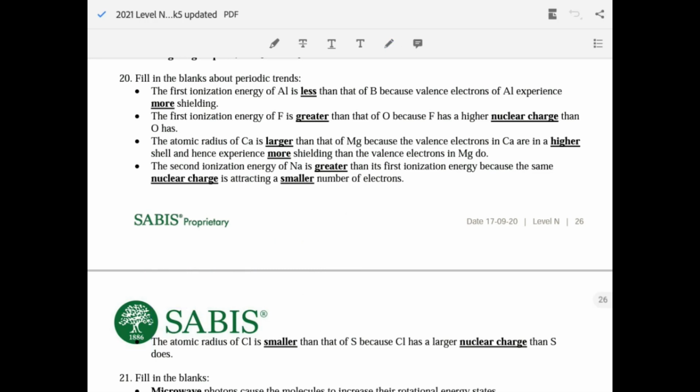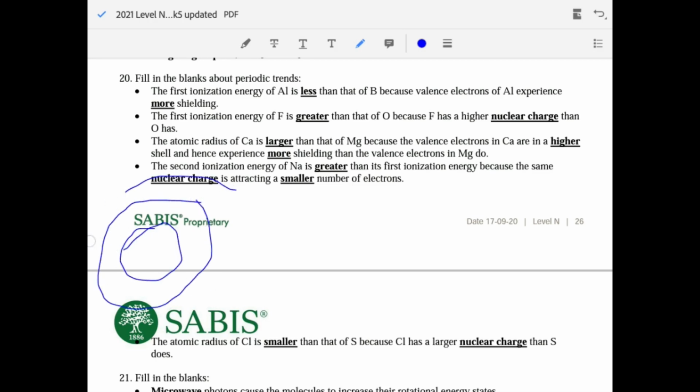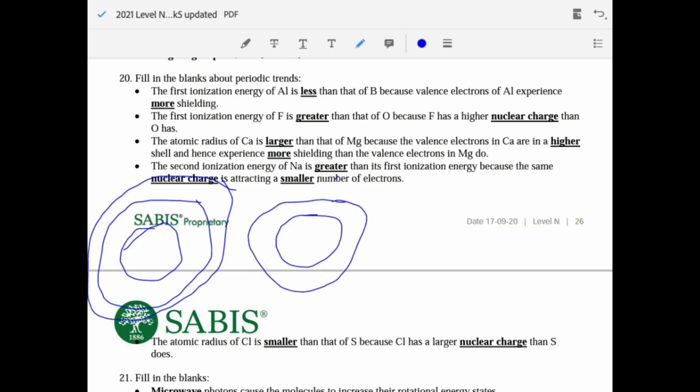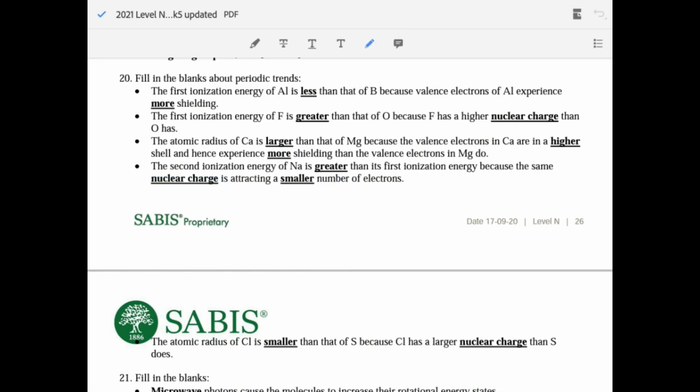The atomic radius of calcium is larger than that of Mg because it has more core electrons and more shells, which is why it's bigger, and then Mg is just this much with 2. And more shielding, obviously, because more core. The second ionization energy is greater because you have the same nuclear charge that attracts more strongly now that this electron is gone. So it's more focused on this electron.